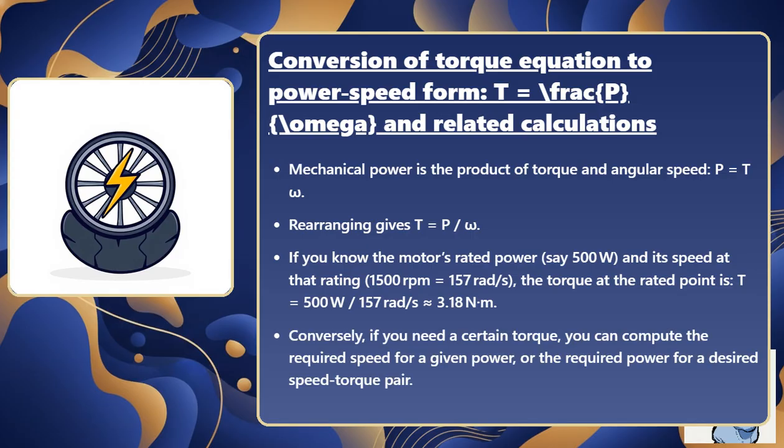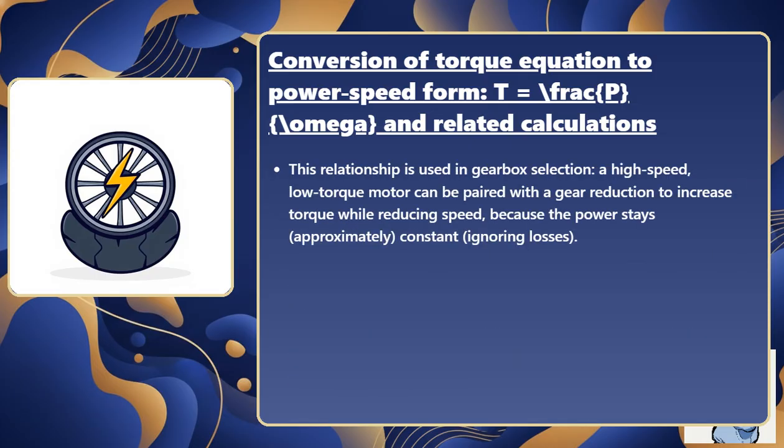Conversely, if you need a certain torque, you can compute the required speed for a given power, or the required power for a desired speed-torque pair. This relationship is used in gearbox selection. A high-speed, low-torque motor can be paired with a gear reduction to increase torque while reducing speed, because the power stays approximately constant, ignoring losses.